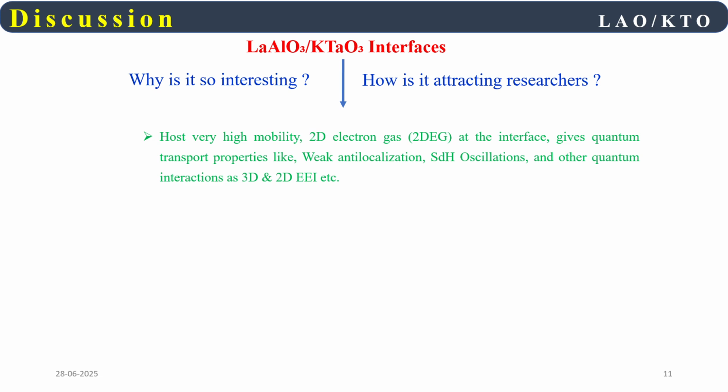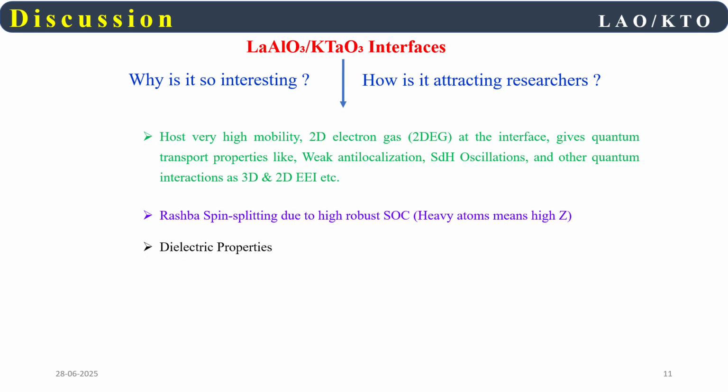So this material is interesting for the transport measurements, and it is also interesting for spin-orbit coupling, because these are heavy elements, and high Z means robust spin-orbit coupling, so they also show the Rashba spin splitting and dielectric properties at higher temperatures.